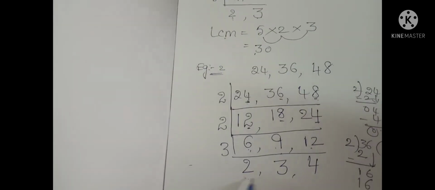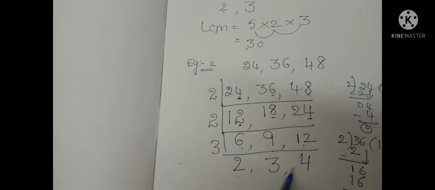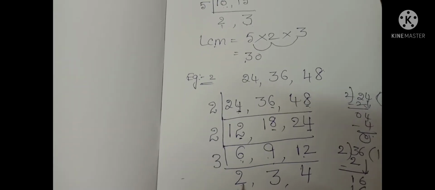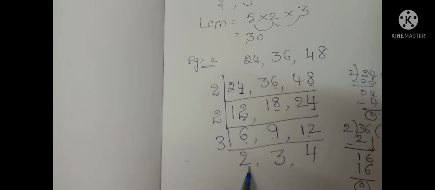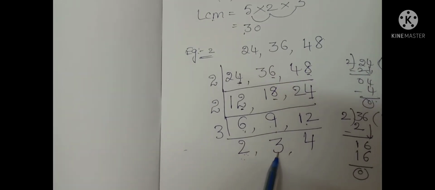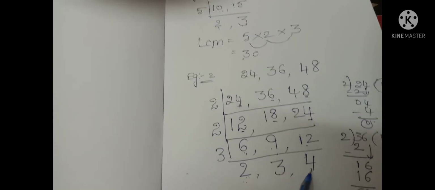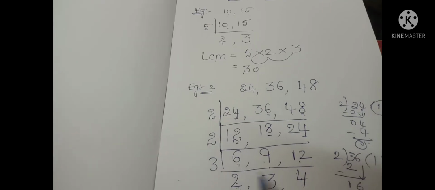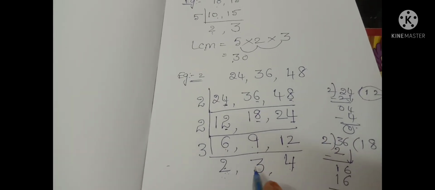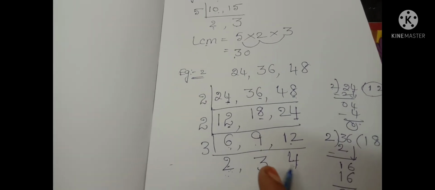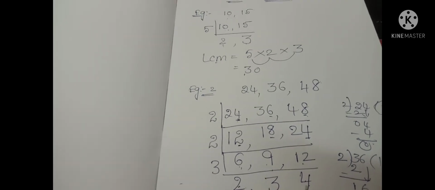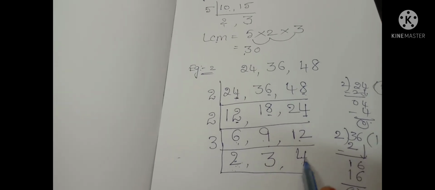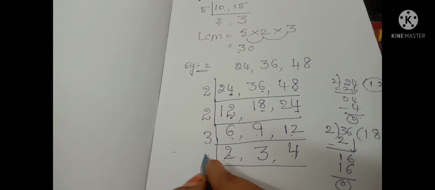Now 2, 3, 4. Whether those 3 numbers are possible in the same table or not, check it. In the 2 table, 2 is possible, only in the 2 table. But in the 2 table, 3 is not possible. But in the 2 table, 4 is possible. Now, if at least 2 numbers are possible in the same table, you can take it, because 3 numbers are not possible in the same table. Here 2 and 4 are possible in the 2 table. That's why I am taking the 2 table.